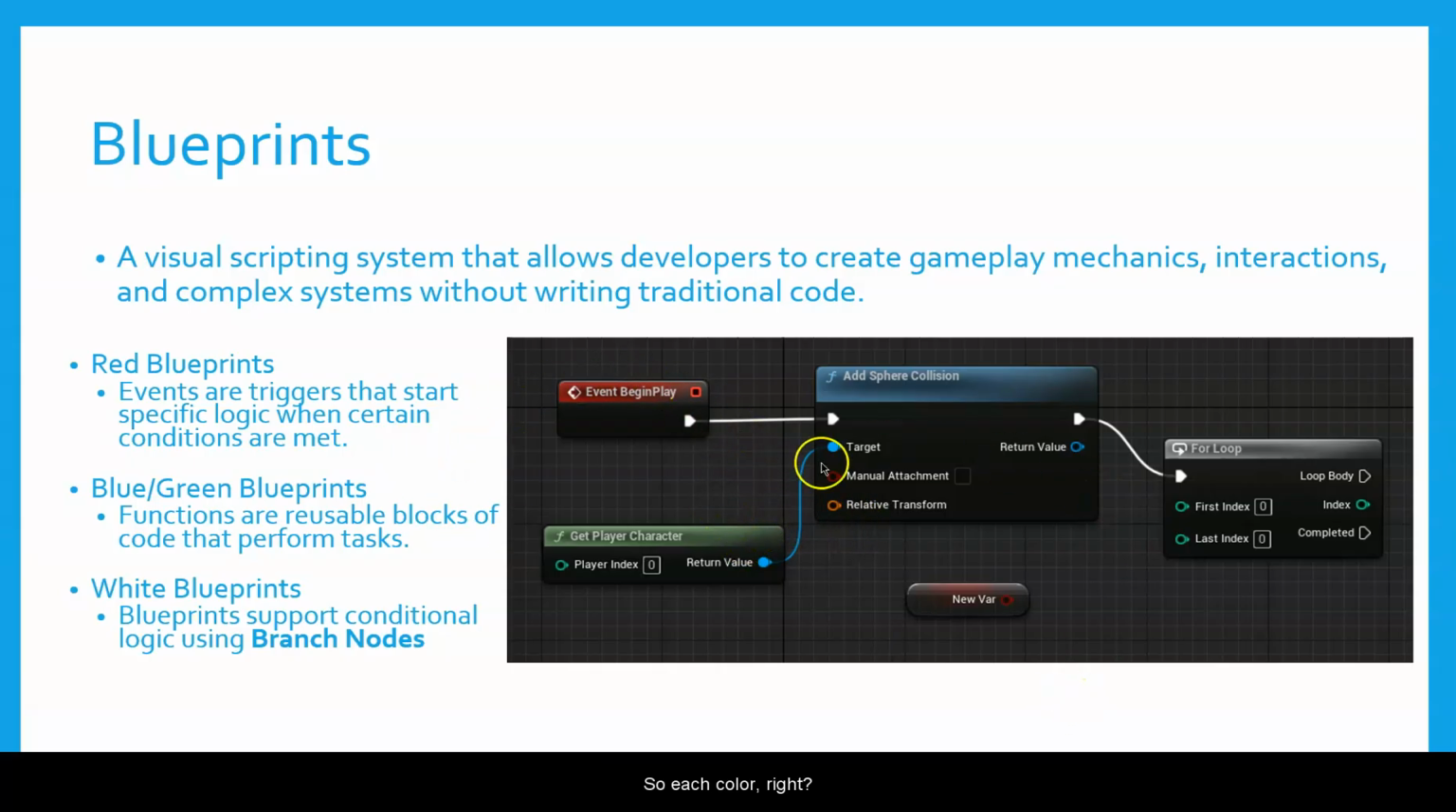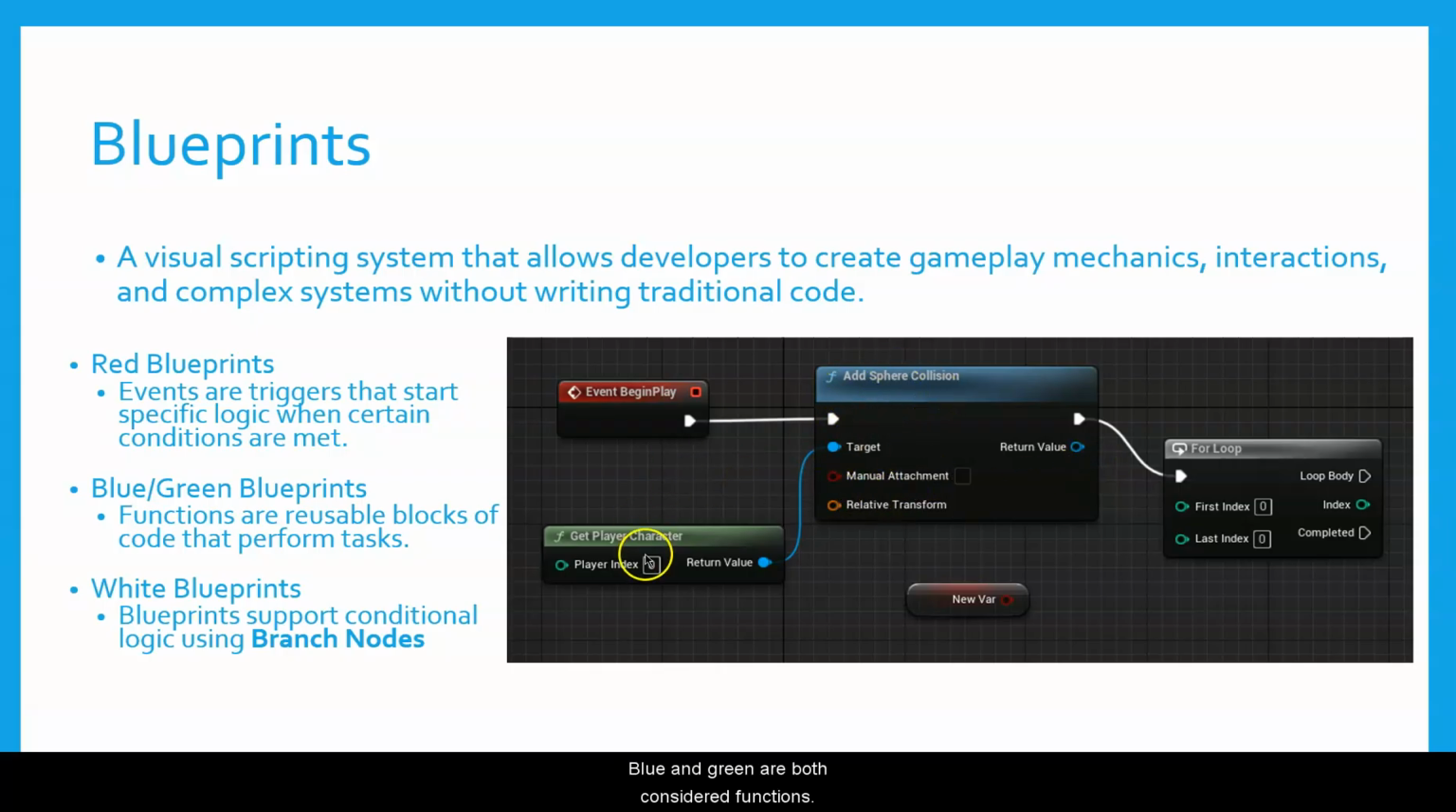Each color, as you can see in the example screenshot, signifies something. The red here is an event trigger. Basically, when certain things happen, in this case Begin Play, when you hit the play button, it's going to come in here and add the sphere collision, which is the blue one. So every time you begin play, it's going to go down this path.